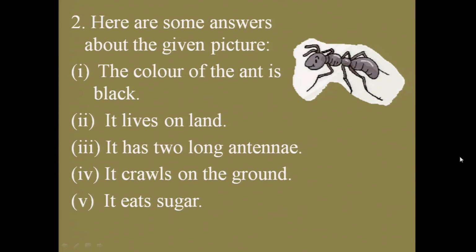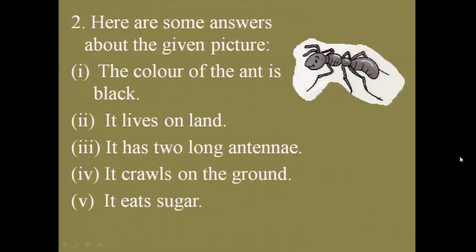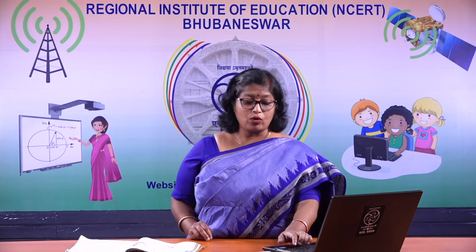Here are some answers about the given picture. You can see a picture. What is this picture? This picture is of an ant, right? There are certain things mentioned about this ant. What are the points mentioned? The color of the ant is black. It lives on land. It has two long antennae. It crawls on the ground. It eats sugar. These are some of the characteristics, some of the things that you might have observed with ants, right? Now, what is the task?